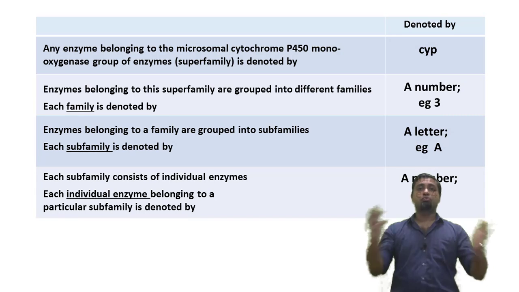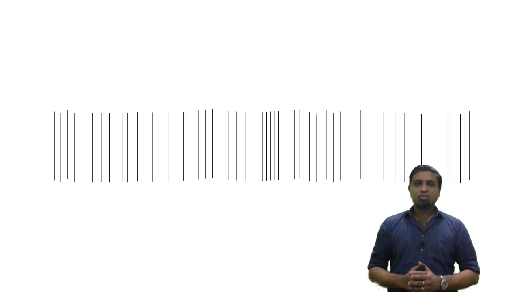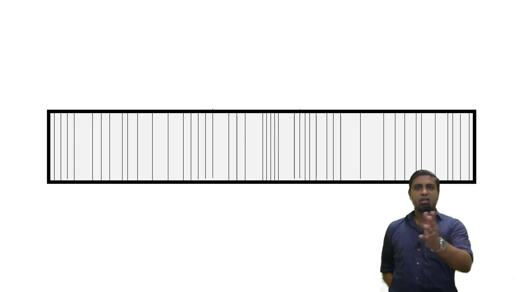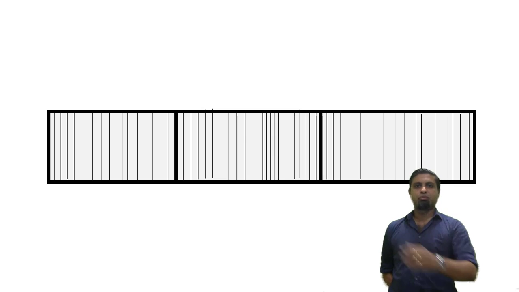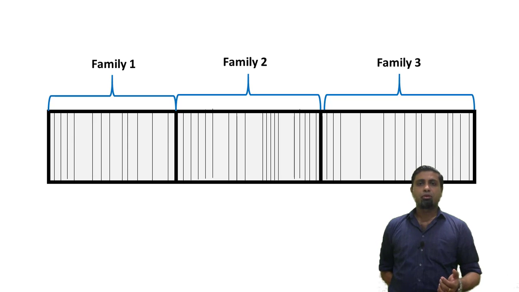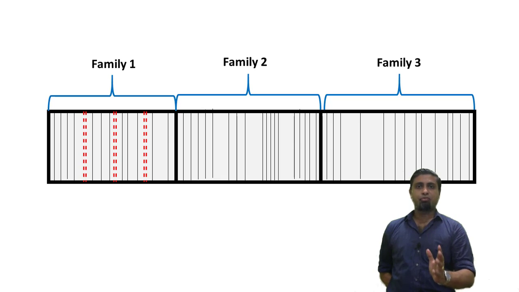Now let's put this into perspective. Let's assume that each vertical line that you see is an enzyme, and this comprises the superfamily, the microsomal cytochrome P450 superfamily of enzymes. Now we know that the enzymes in this superfamily can be grouped into various families. Let's consider three families, family 1, family 2, and family 3.